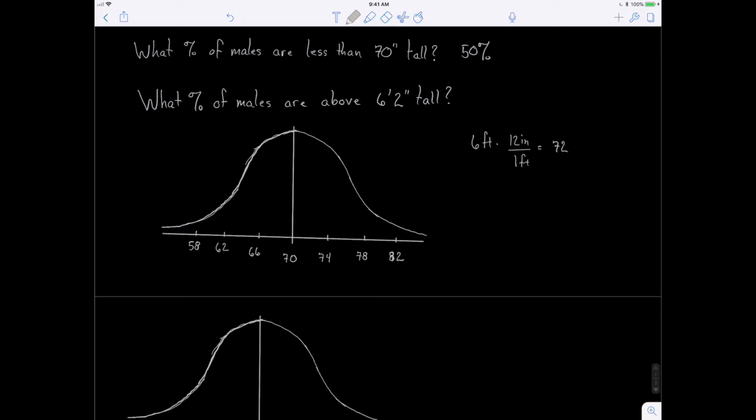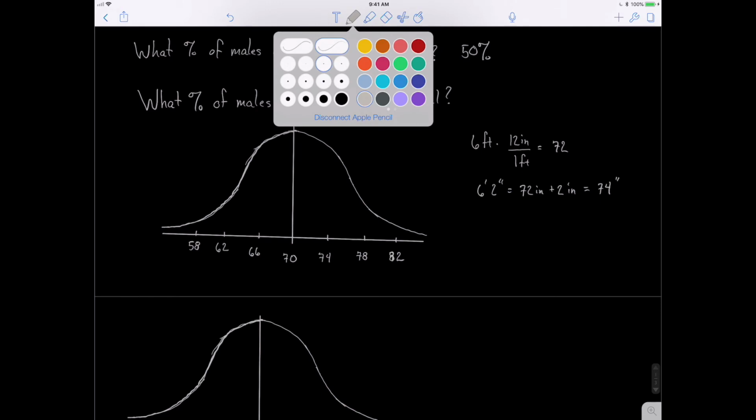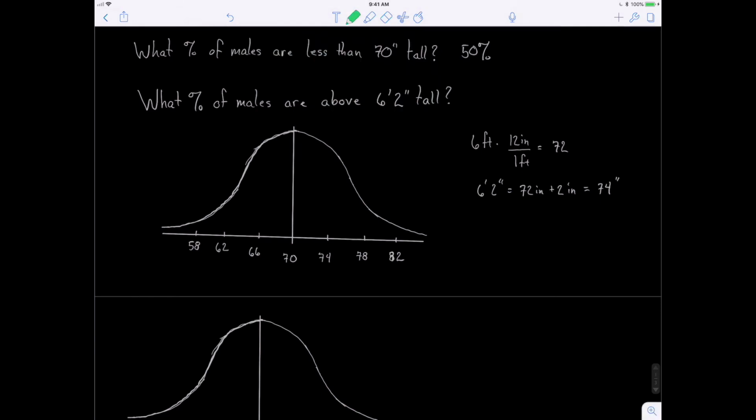So a person that's 6 feet 2 inches. Well, 6 feet is 72 inches, plus the other 2 inches. That's 74. That is 74 inches tall. So that's a fairly tall person. Okay, now let's see. Do we have a look at that? There happens to be a 74 in our picture. So let's take a look at 74.